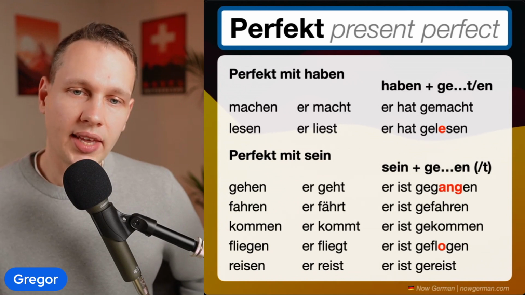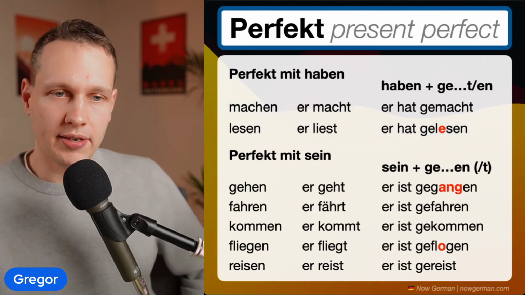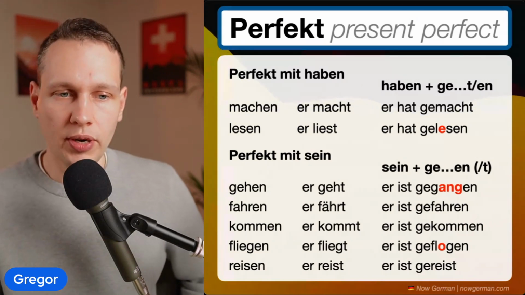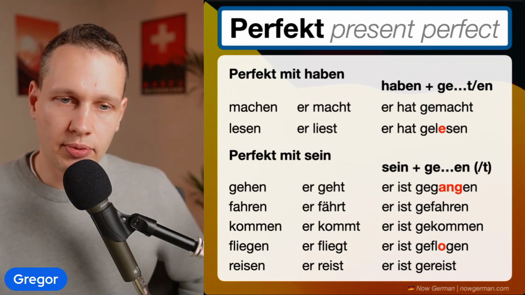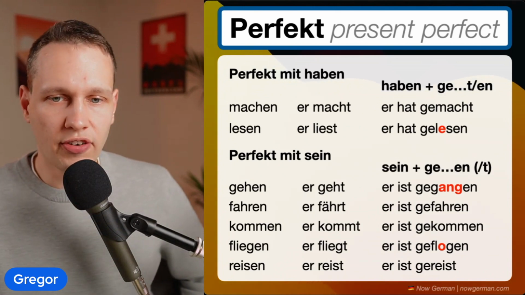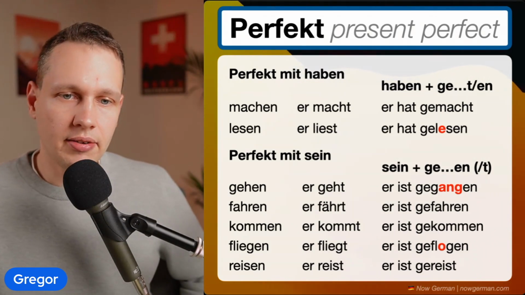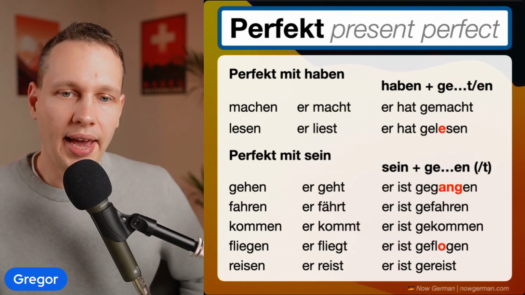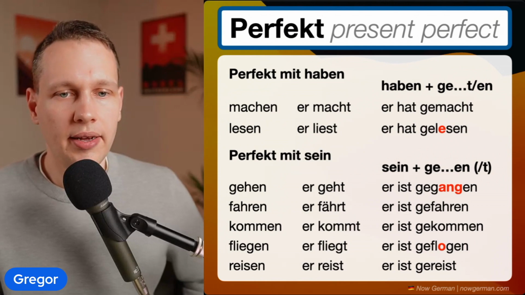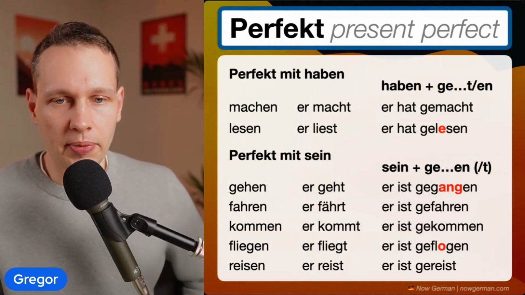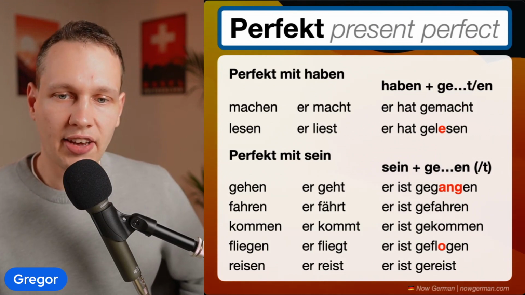But why is it ist? That is because gehen is related to movement. And every verb that has something to do with movement, that brings you from one place to the other, is conjugated with sein. So the same is true for our next example, fahren. That means to drive. Fahren becomes fährt, and then ist gefahren. Kommen, to come. Kommt. Ist gekommen. Fliegen, to fly. Fliegt. Ist geflogen.